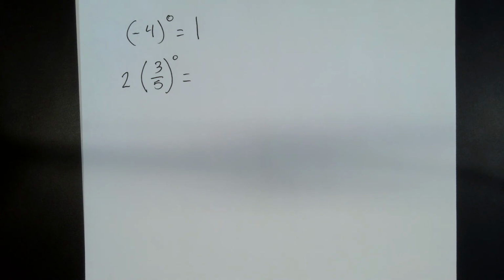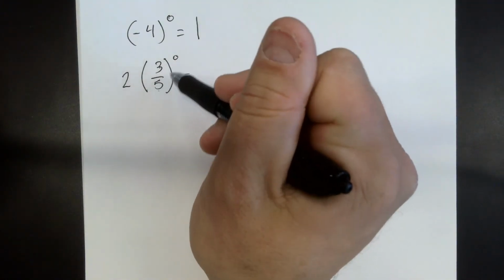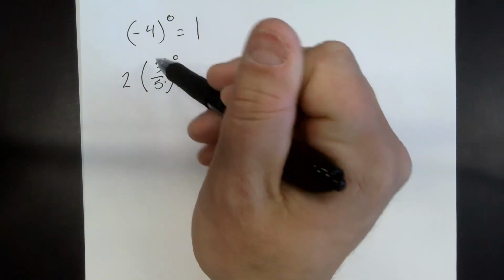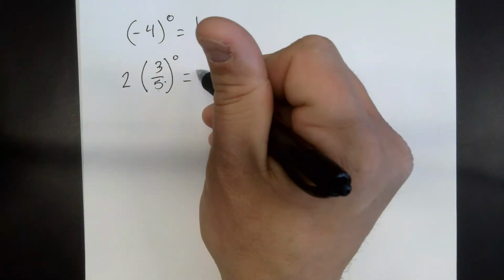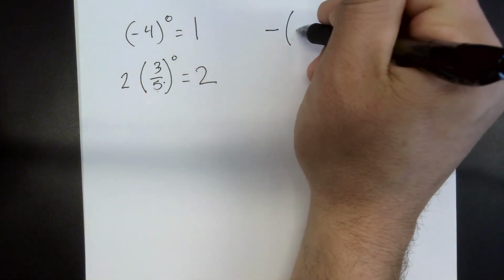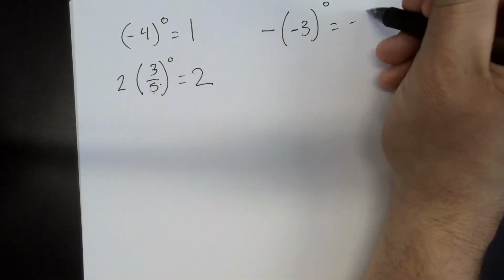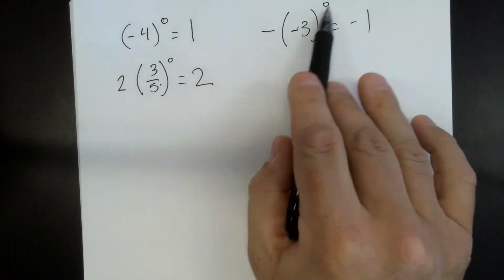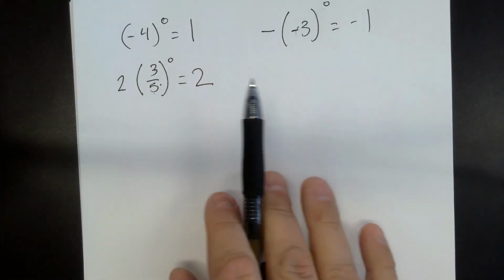It'd be 2. Why, Lydia? Because you do exponents first, so you just kind of get rid of that first. Yeah, so this is 3/5, which that 0 goes to the top and to the bottom. So this all right here becomes 1, and then it's 1 times 2, which is 2. What about if I had this? Yeah, that would be -1, because this becomes 1 times a negative, which is -1.